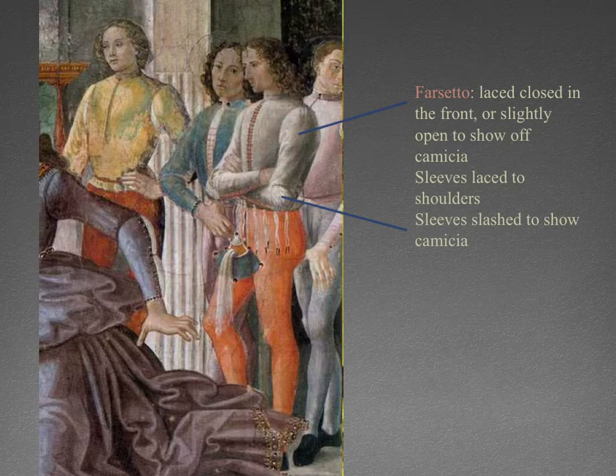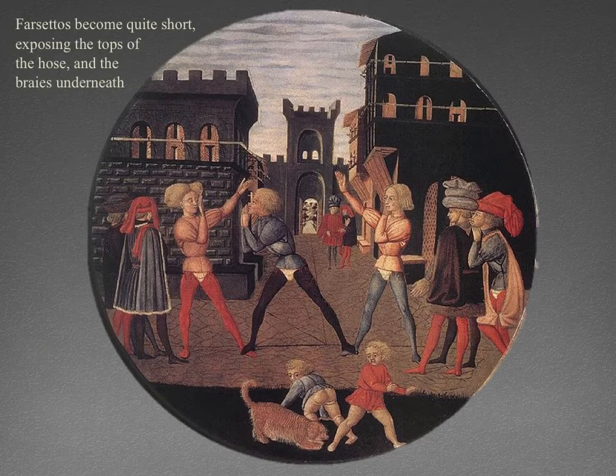Here are more examples of young men in their farsetto. You can see sometimes the sleeves are slit or slashed so that you can see the camicia underneath, and you can see those laces, the points hanging low there. And so you can see in this picture, right, boys playing, so they've taken their outer layer off, and you can see their farsetto. And the farsetto has gotten so short, you can see the hose, and you can see the brays, right? Because remember, our hose are two separate legs without a middle part. The brays are underneath.